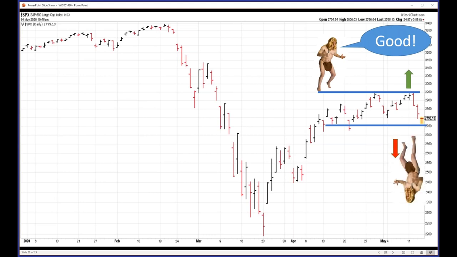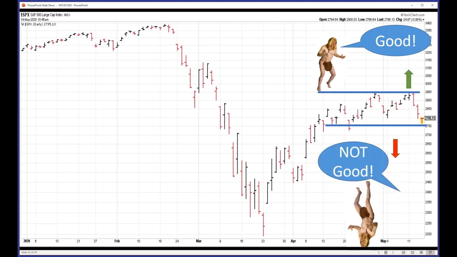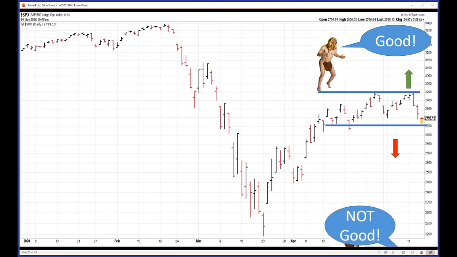And if we drop out of the bottom of the range, around 2750, that would be not good, in Tarzan speak, okay? So I wouldn't say a switch has been flipped one way or the other, but if we do break down out of the bottom of the range and follow through, then it would suggest that the retrace rally is over.